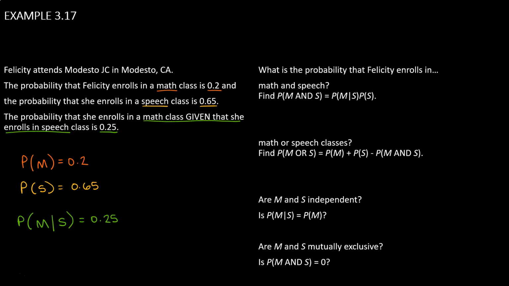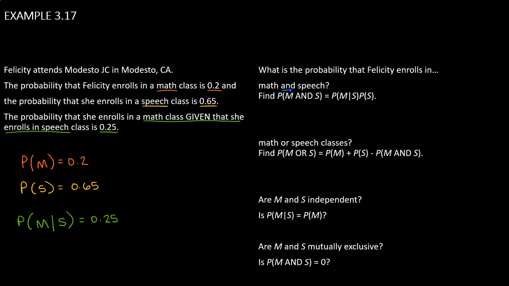If we know that there's a 20% chance that she enrolls in a math class, a 65% chance that she enrolls in a speech class, and a 25% chance that she takes math, given we know she's definitely taking speech, we can answer questions about the probability that Felicity enrolls in math and speech, and we can also answer the question about the probability that Felicity enrolls in math or speech.